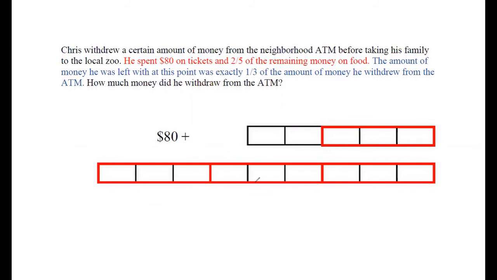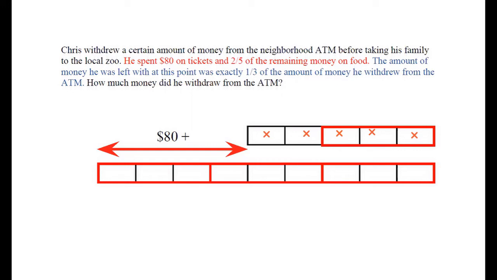So from this figure, we can conclude that these 4 boxes must represent $80. Why? His entire money is comprised of 9 little rectangles. Or we can also say that his entire money is comprised of $80 plus 5 little rectangles. By a little rectangle, I mean this. This is a little rectangle. This is a little rectangle.